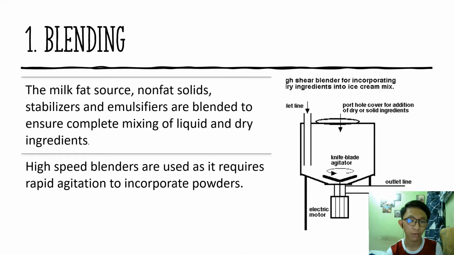The milk fat source, non-fat solids, stabilizers and emulsifiers are blended to ensure complete mixing of liquid and dry ingredients. High-speed blenders are used as it requires rapid agitation to incorporate powders. As you can see here, this is a high-speed blender, which is used to incorporate powders.